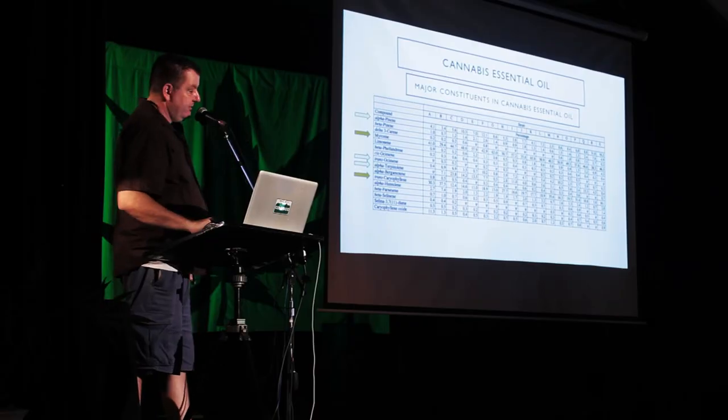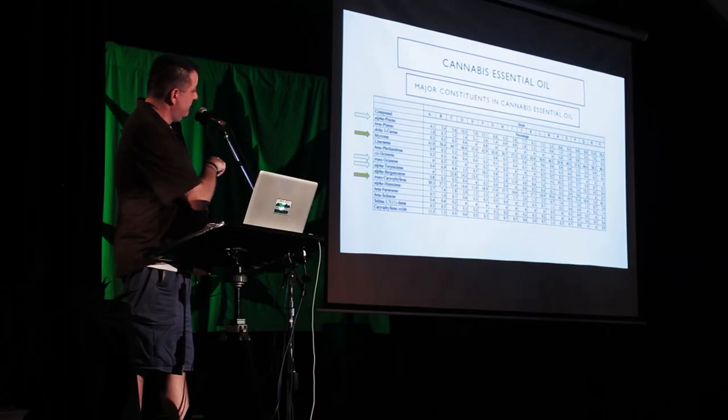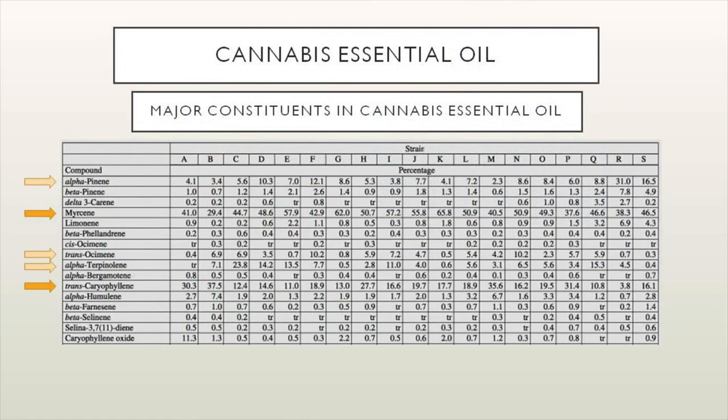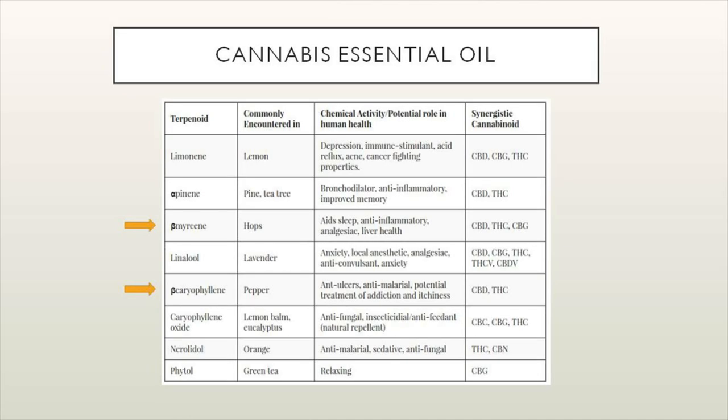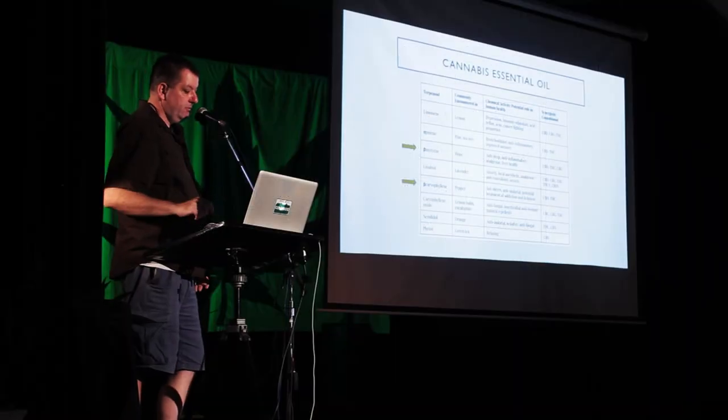Not going to go through this table. This was just to show that there's a whole lot of components of the essential oil, but there's only two major ones: the myrcene and the caryophyllene, which you can see have a synergistic effect with both CBD and THC. So it's actually important to have them in your product.